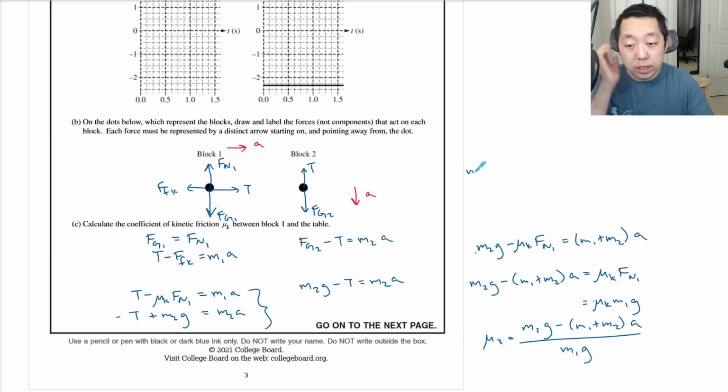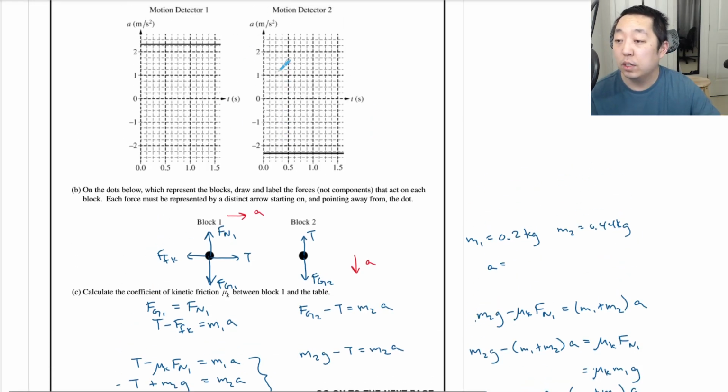So m1 is equal to 0.2 kilograms. m2 was the 0.44 kilograms. And the acceleration is given by the graph. We're going to estimate it. Let's see, it's 2. Each hash mark looks like 0.2. 1, 2, 3. No, 0.25. So why don't we say 2.25?